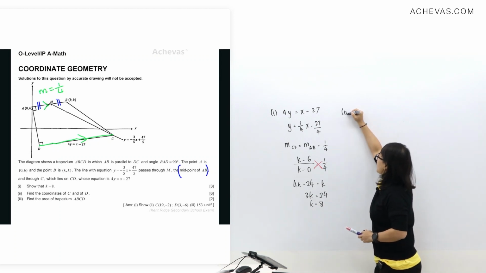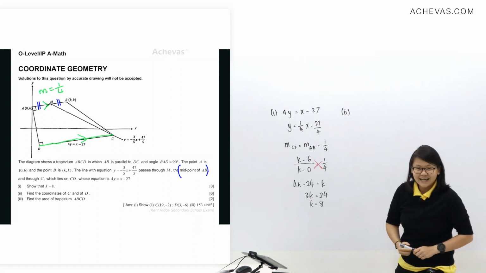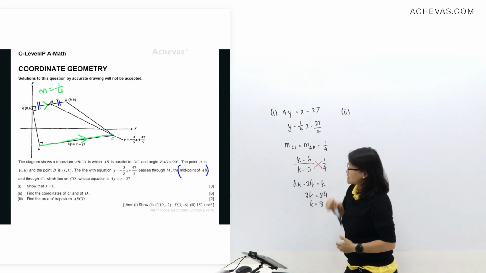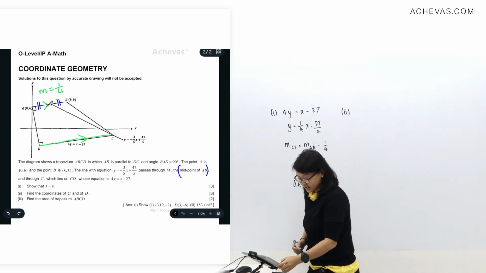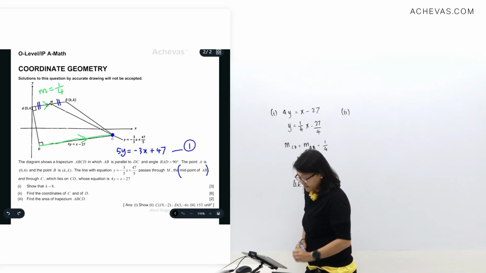Now let's take a look at part 2 of the question. Find the coordinates of C and of D. Let's just observe point C first. We notice that C is on the equation that's already given to us. But since the equation is not so nice, I'm going to multiply by 5, and rewrite the equation as 5y equals negative 3x plus 47. Alright, so this is my line number 1.